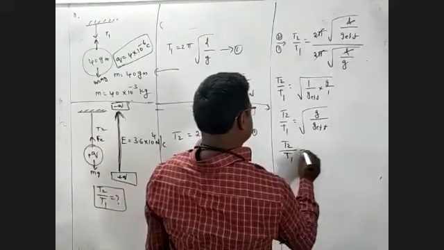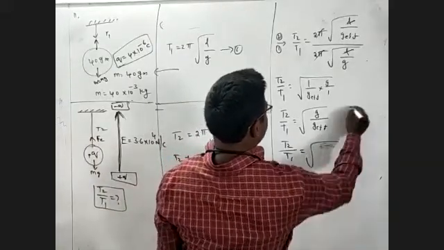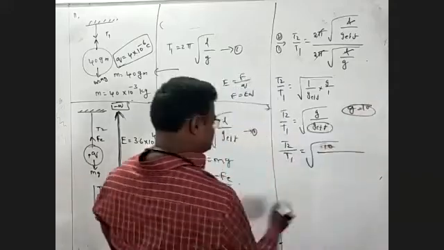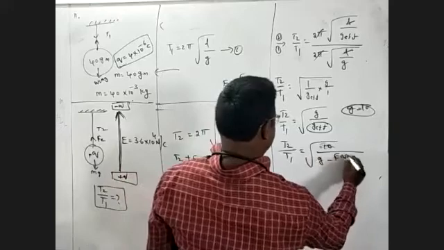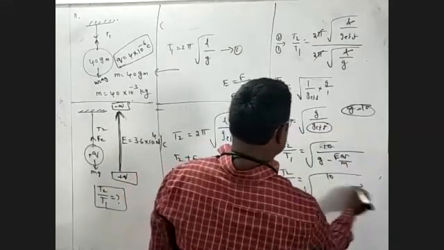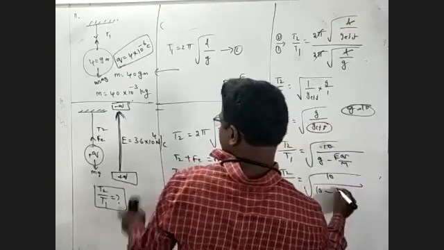Now T2 by T1 is equal to root of g. g means the g value is 10, divided by g effective. g effective means g minus EQ by M. So T2 by T1 is equal to root of 10 by (10 minus EQ by M). E means, what is the E value?